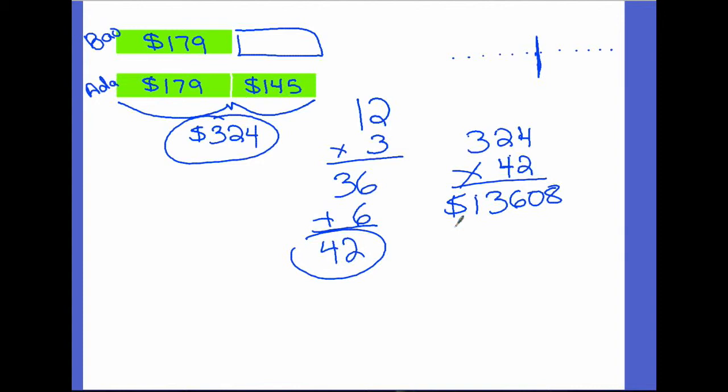So how would I answer the question then? How would I answer that, Tariana? You answer by saying Ada saved $13,608 in 3.5 years. There you go. Perfect. Ada saved $13,608 in 3.5 years.